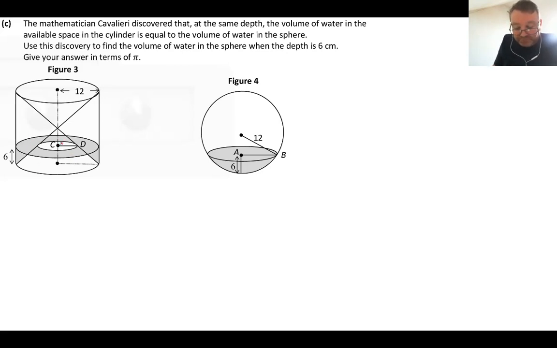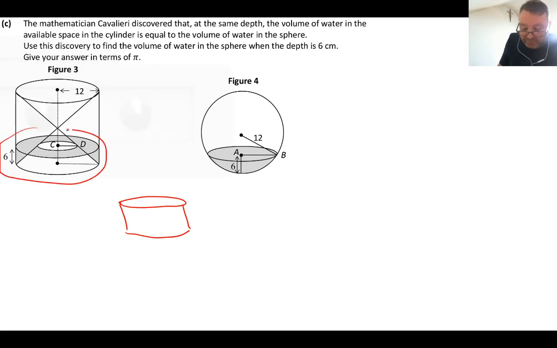that volume of water is nothing more than a cylinder with a height of 6. So we're just dealing with this part down here, just here. Okay, let me just do that. We're just dealing with this part. So a height of 6 and a radius of 12.